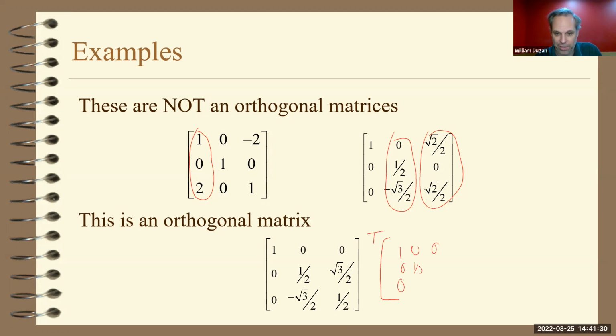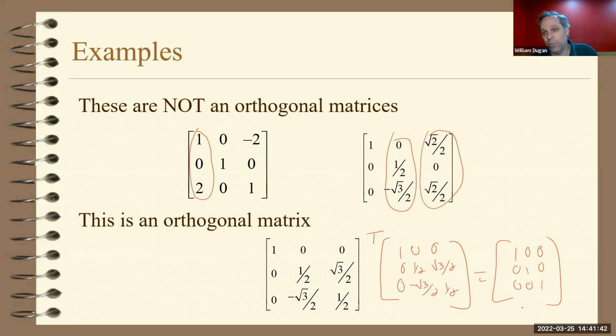And then just convince yourself by doing the multiplication that the multiplication, in fact, is going to be the identity matrix. I won't do the computation. I'll just leave it for you to verify. So that's one way to do it.